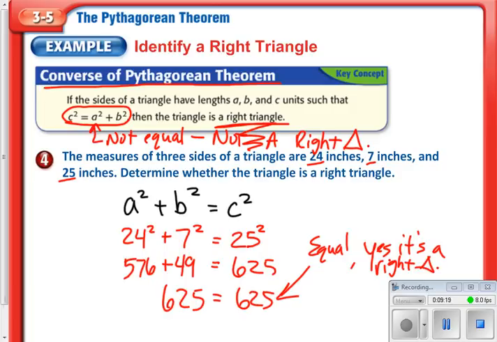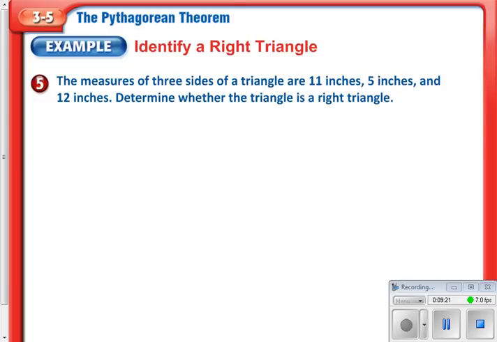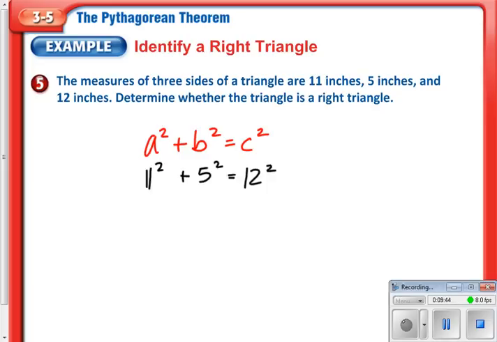Look at the next example here. Example 4 says the measures of 3 sides of a triangle are 11 inches, 5 inches, and 12 inches. Determine whether the triangle is a right triangle. So go ahead and pause the video. Use that equation here: a squared plus b squared equals c squared. Plug in the correct information in the right spot. Remember, first thing that I'd want to pull out is side C, your longest side. Once you pull that out, go ahead and work down your paper.